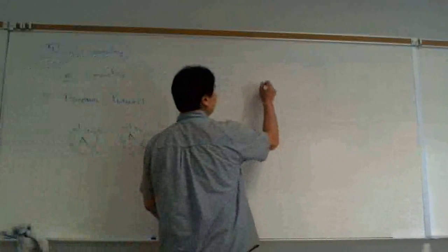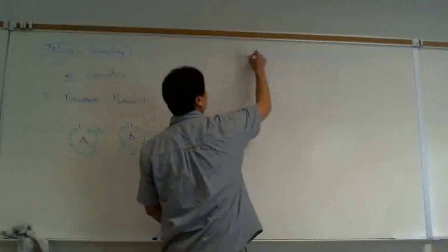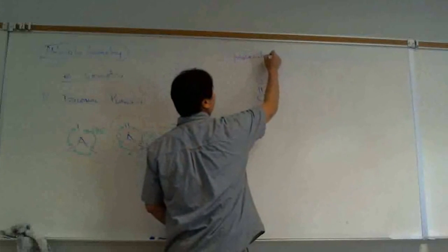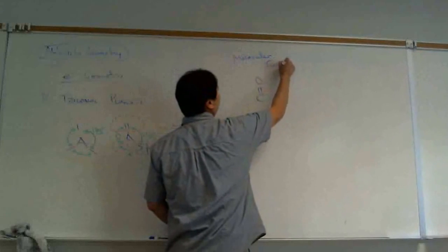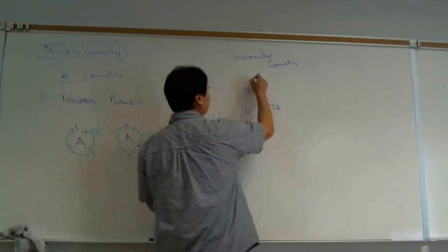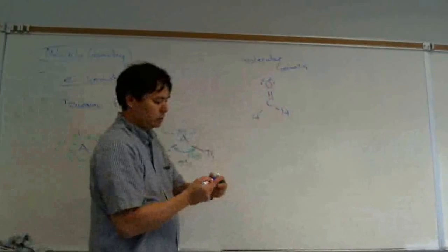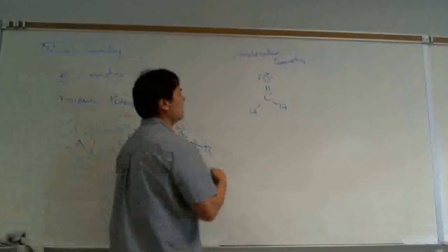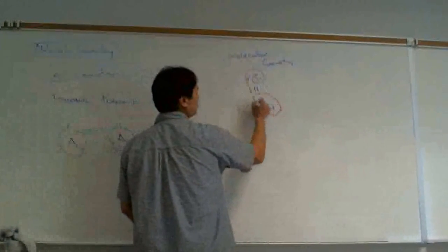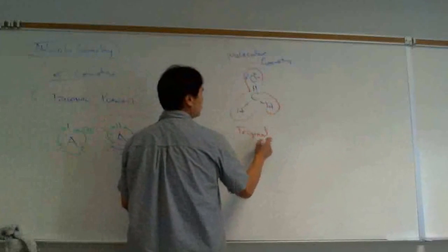We can look at formaldehyde. This would be for molecular geometry. For molecular geometry, we look at the bonded atoms again. When we look at formaldehyde, looking at this carbon here, the electron geometry is trigonal planar, and the bonded atoms are also in a trigonal planar arrangement. And so we call this the trigonal planar molecular geometry.